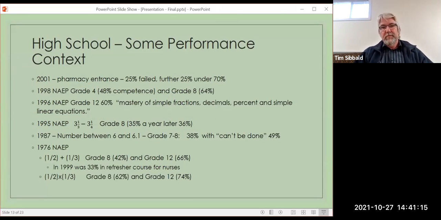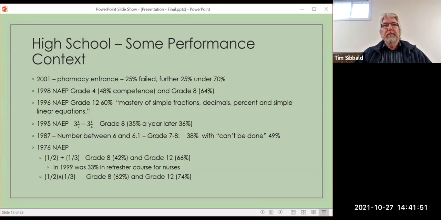In high school, let's talk about performance. Let's get the rubber to hit the road. These come from different research papers, and I have no reason to think that the numbers have changed substantially over the years. In fact, I have reason to think that the numbers are relatively static. In 2001, on a pharmacy entrance exam, 25% failed, 25% under 70%.